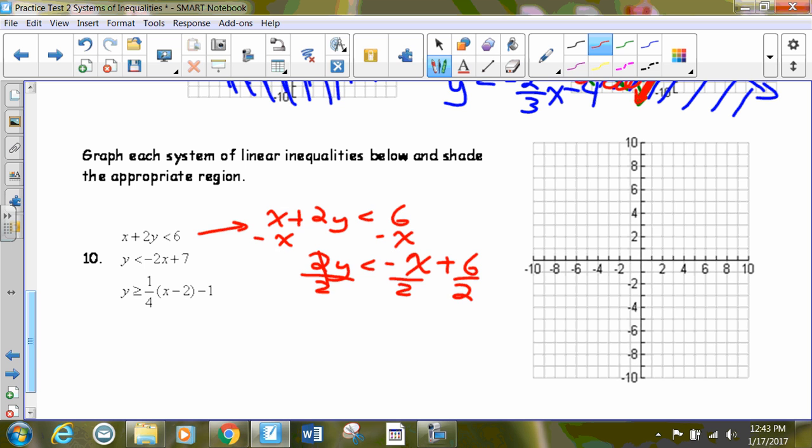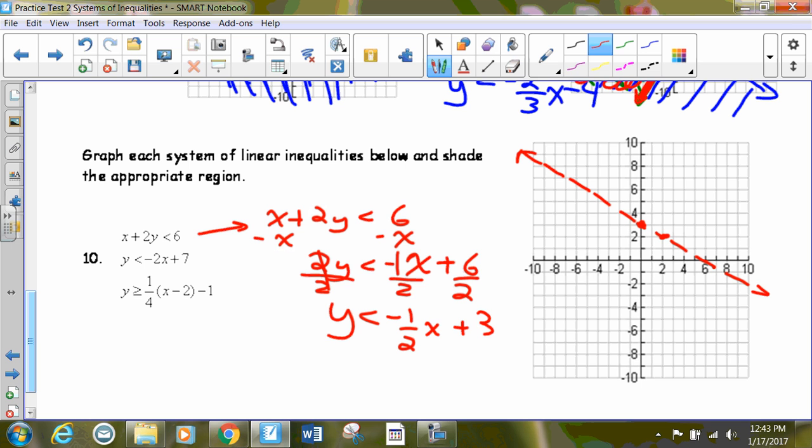And this is where it starts to look a little funny. I'm going to rewrite this. See this -x over 2? Another way to write it, we really know that that's a -1x over 2. And I'm going to write it this way because then that makes more sense to me when I'm going to graph the line. So my y-intercept is 3. My slope is down 1 over 2. Because I don't have a solid line, I have to make this a dashed line.